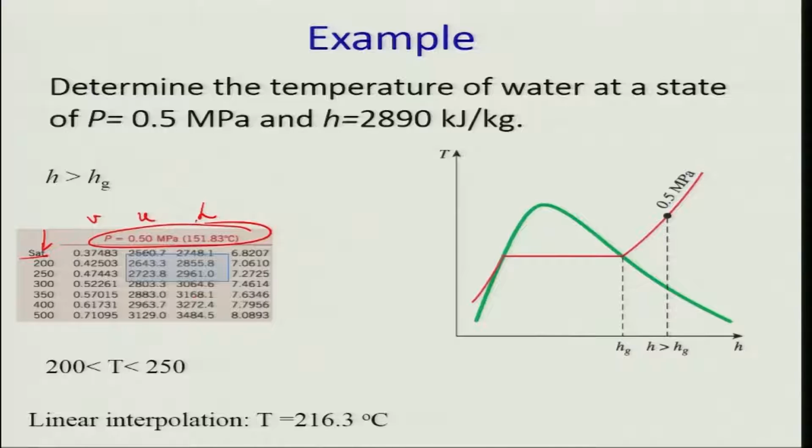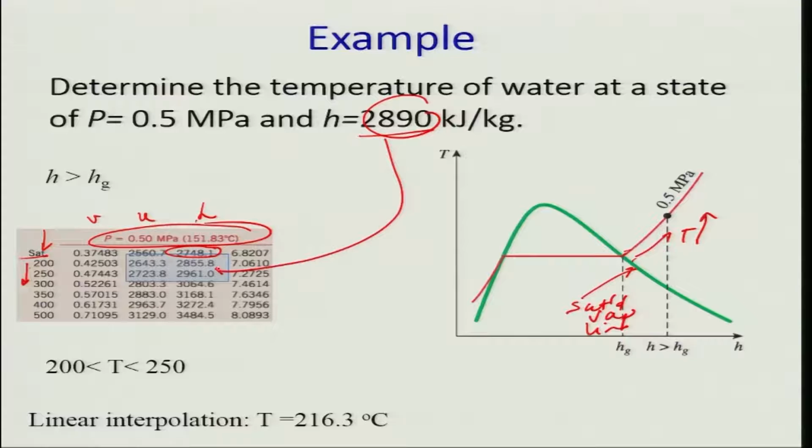Now you look at the saturation temperature, this value less than 2890, and increasing. This means as you go away from the saturated vapor line, this temperature is increasing. So along this your temperature increases. This is where the temperature is increasing here, and here you should see where this value falls. So it falls somewhere in between.